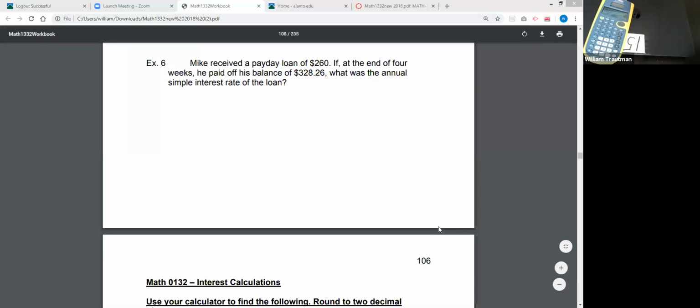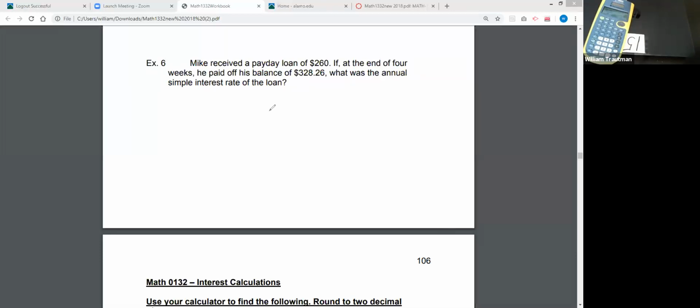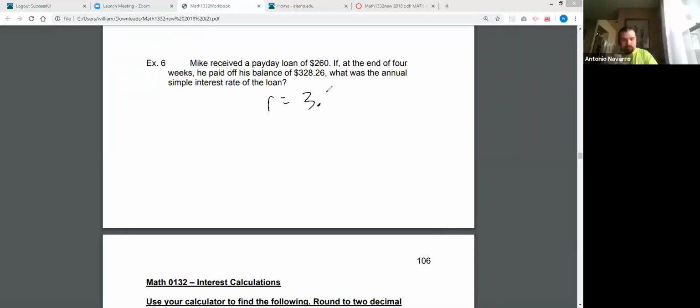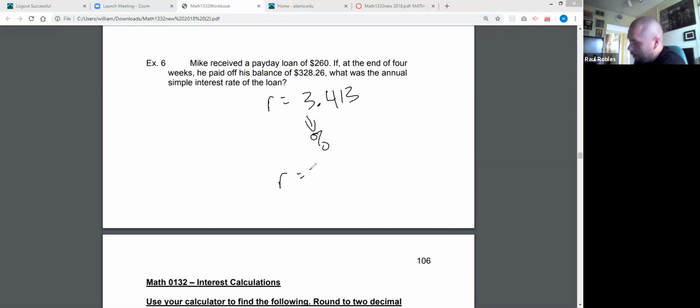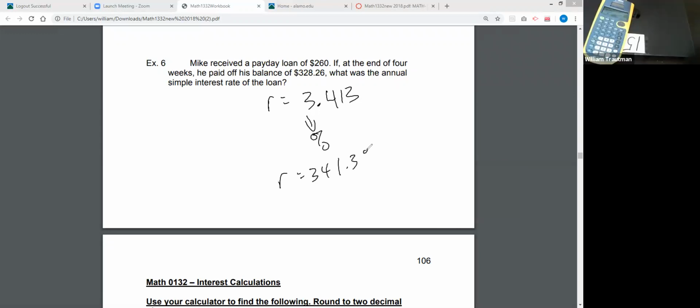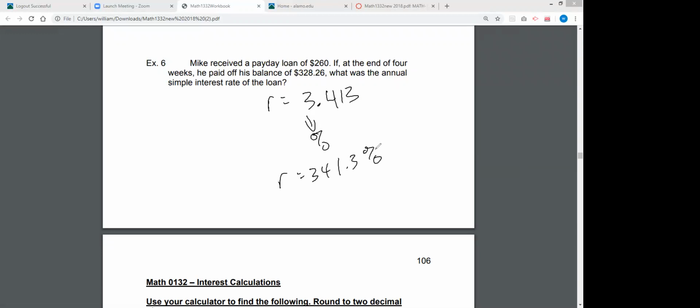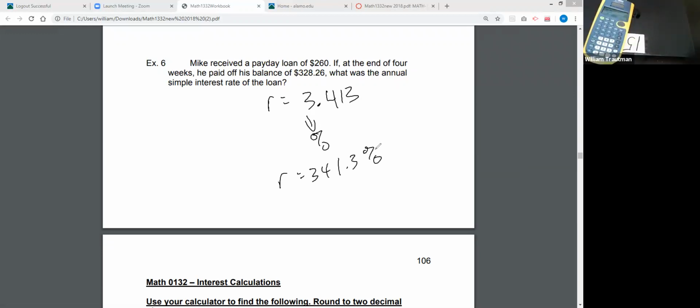Makes you want to go into business, huh? Those payday loans, and that's a cheap payday loan. Somebody tell me the answer we got. We got R equals 3.413, and then we change it to a percent, which is 341.3%. And in reality, those payday loans charge over 1,000%. They're being nice with this problem.